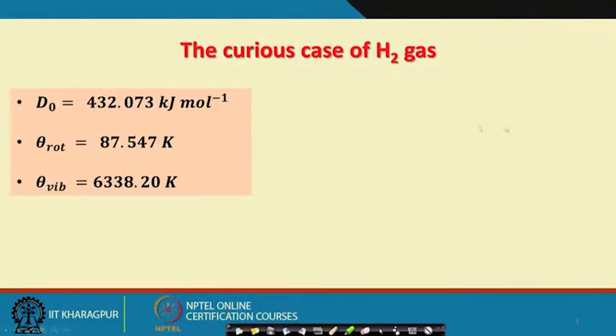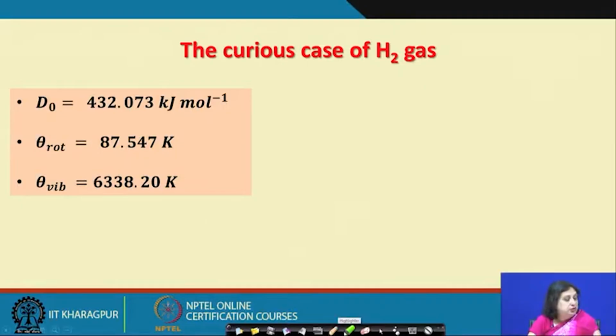at the macroscopic level. Today we are going to talk about another very interesting case, which I label as the curious case of hydrogen gas. Now, why do I say that it is a curious case? If you look back at the fundamental properties of hydrogen gas in terms of the hydrogen molecules, you find that the dissociation energy is about 432 kilojoules per mole, and then you also find that theta rot and theta vib, the rotational and the vibrational temperatures for this system, are known.